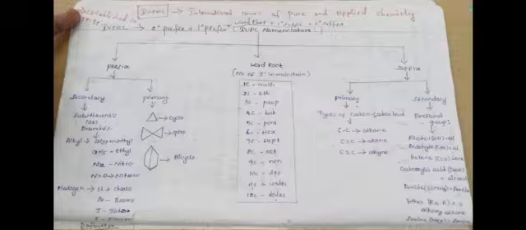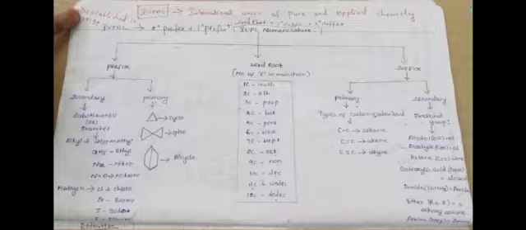Next, the second one, word root. Word root means the number of carbons present in the main chain. One carbon means meth, two carbon means eth, three carbon means prop, four carbon means but, five carbon means pent, six carbon means hex, seven carbon hept, eight carbon oct, nine carbon non, ten carbon dec, eleven carbon undec, twelve carbon dodec.